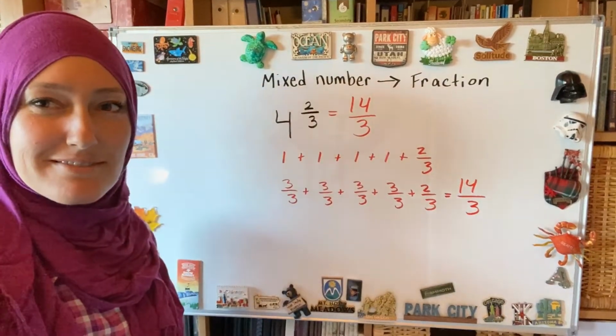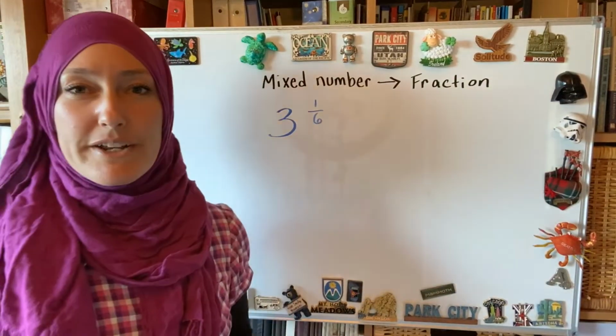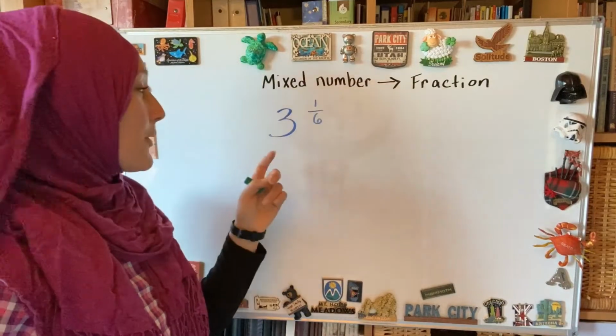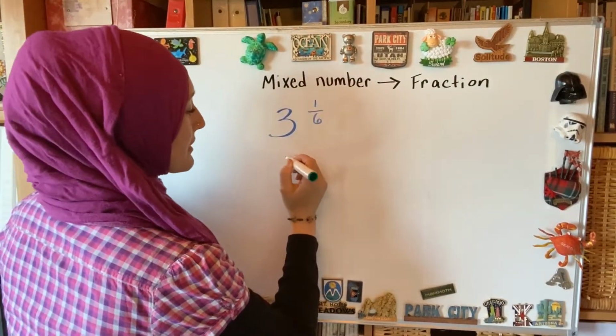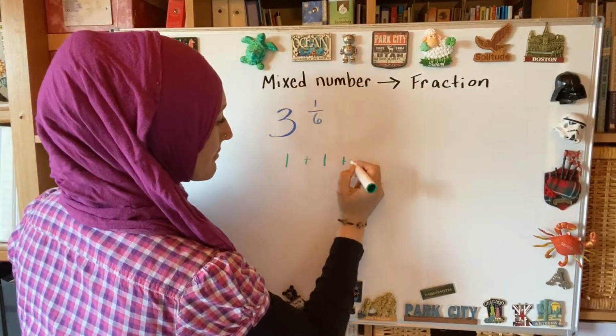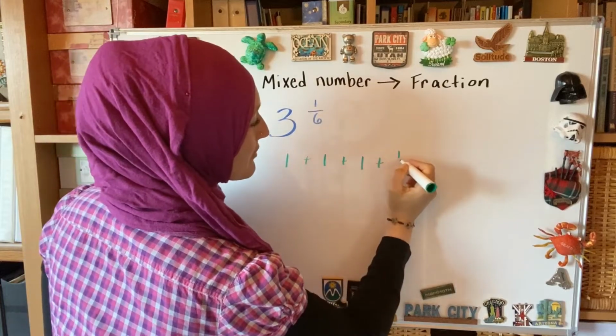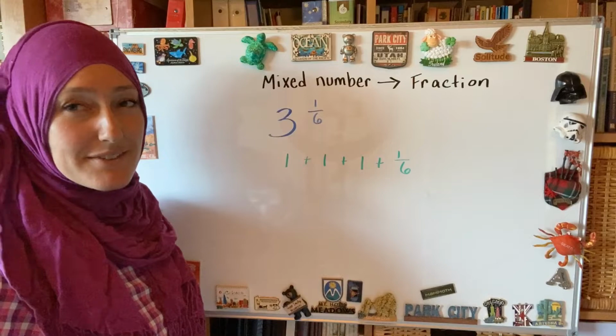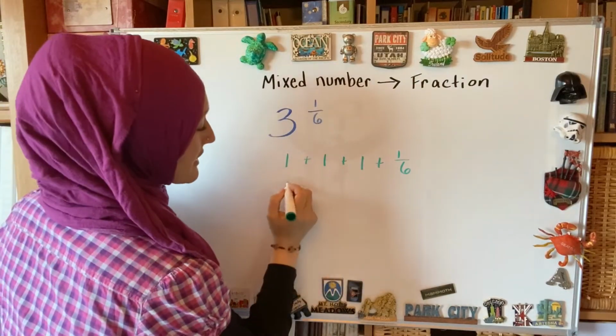Okay, one more. Write it down and try it. Pause it and come back. So representing my 3 as 3 1s, plus my leftover 1/6. Representing all of these 1s as fractions using the denominator of 6.